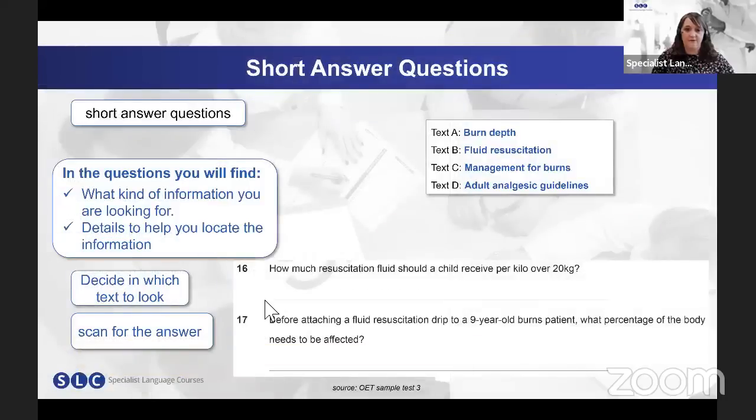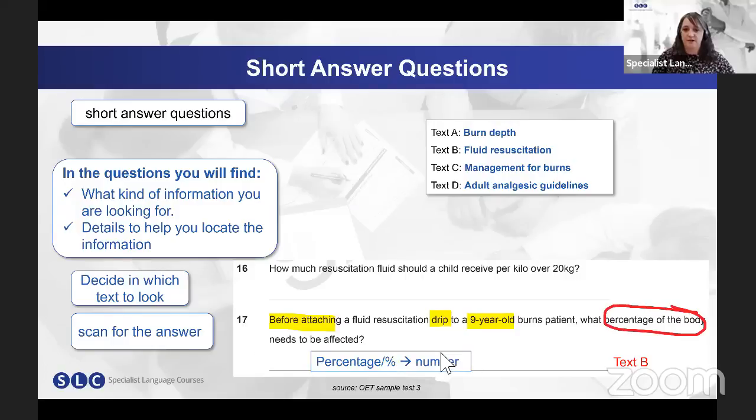All right, so let's take a look at our final question together. So we've got 17. We're looking for the percentage of the body. We know that we're looking in fluid resuscitation, so we know that we're looking in text B. And we've got some keywords here. So before attaching a fluid resuscitation drip to a 9-year-old burns patient, we've got the age, so we know we're going to be looking at children. We need to know what percentage of the body needs to be affected. So we're looking for a percentage or a number here.